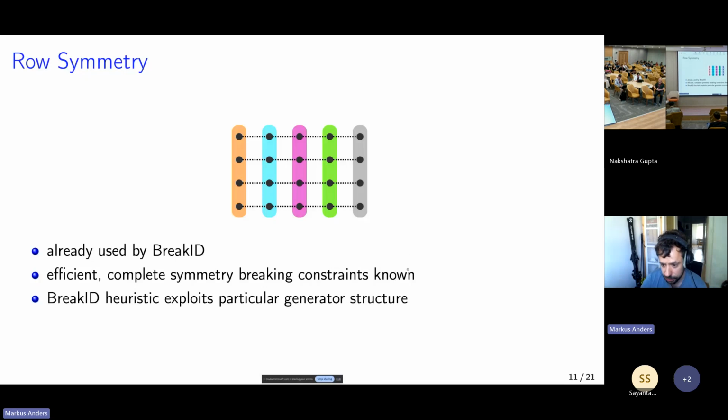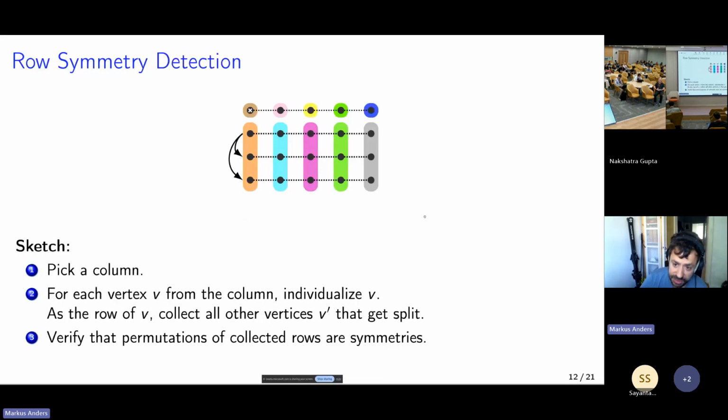And actually, the approach is quite simple. It uses the pointwise stabilizers that I've talked about earlier. And the observation is actually surprisingly simple. We just pick one of these columns, an arbitrary one. And for each vertex V of the column, we then pointwise stabilize that vertex. For example, in this illustration here, I've stabilized the vertex on the top left. And when you think about it, what happens then is that we can't move this row anymore, because in row symmetry, we need to move the entire row at once.